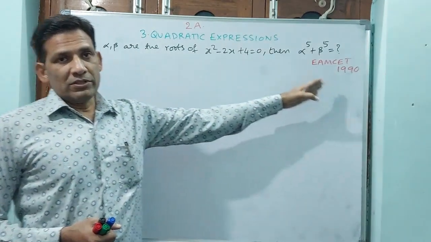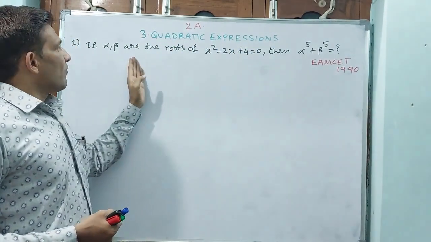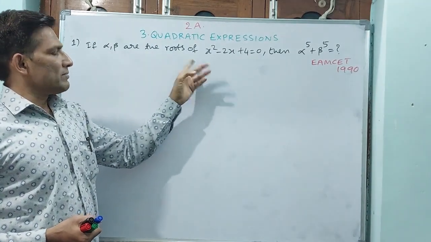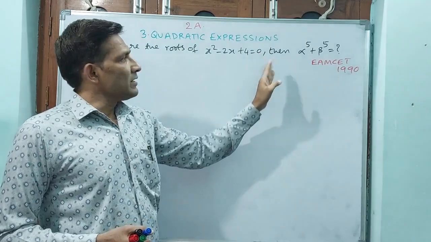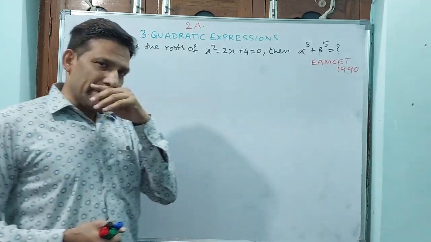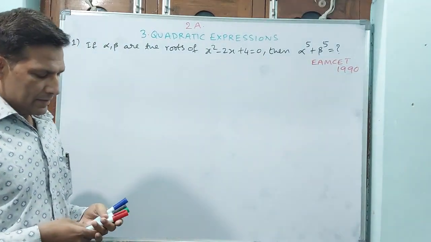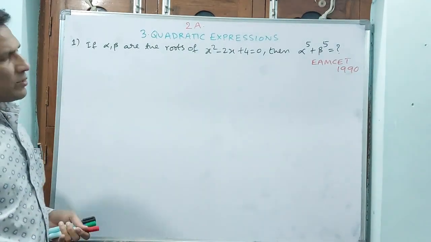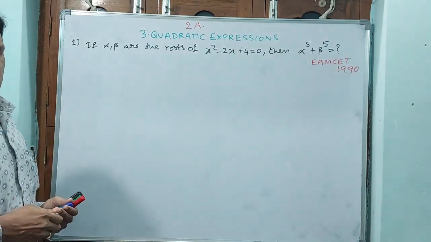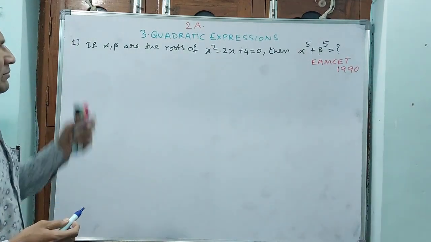EAMCET 1990 question. If alpha, beta are the roots of x square minus 2x plus 4 equal to 0, then alpha to the power of 5 plus beta to the power of 5 is how much, they are asking. Okay. See, we can solve this by De Moivre's theorem also. Already we have seen De Moivre's theorem. Let us proceed first.